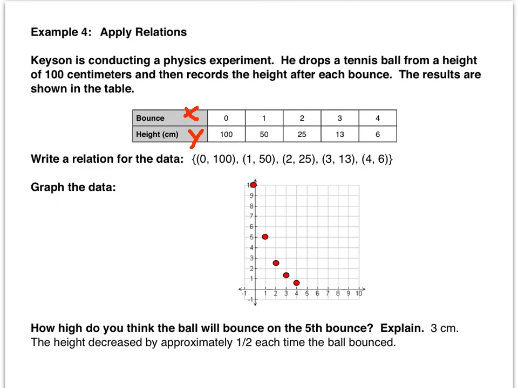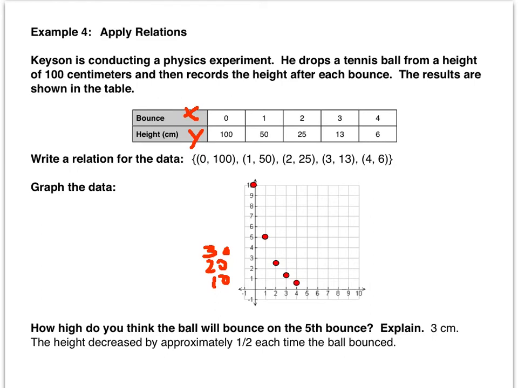We'll graph the data, and notice that I have used each one of these points as 10. So 1 would actually be 10, and then 20, and then 30, and so on, instead of just ones, just to keep a smaller graph. So 0, 100 is going to be located at 0 and then up 100. 1, 50 is going to be located at 1 and up 50. 2, 25 is to the right 2 and up 25. 3, 13 is to the right 3 and up 13. And 4, 6 is to the right 4 and up 6.